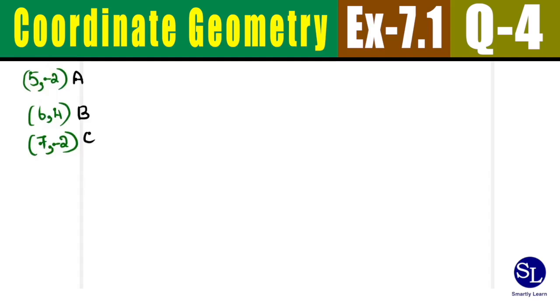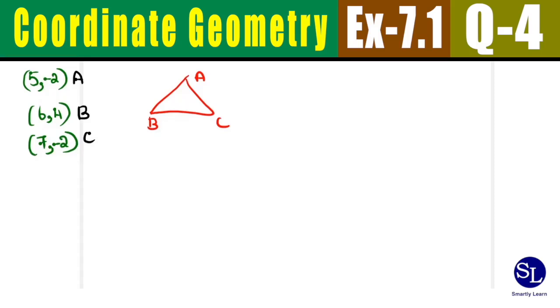We know that in an isosceles triangle, any two sides will be equal. So if I'm going to plot these points as a triangle ABC, I don't know which two sides are going to be equal. So we will find out all the three distances AB, AC and BC. If any of these pair is equal, we can declare that ABC is an isosceles triangle.